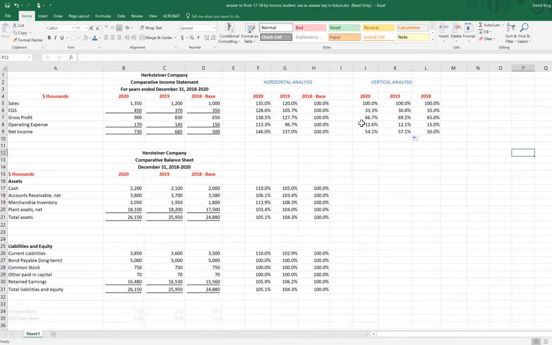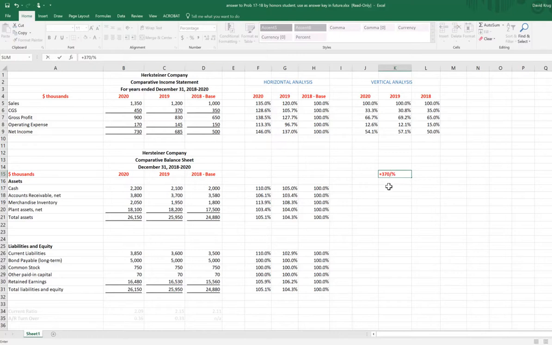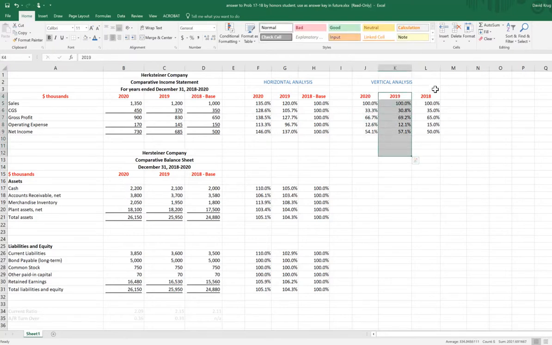And again, I can eyeball these and they look pretty good, but if you wanted, you could take plus 370 divided by 1200. And that equals 30.8%. So that number's right. Okay? So this is our vertical analysis. It's analyzing things from top to bottom. It's analyzing the income statement based on total sales.